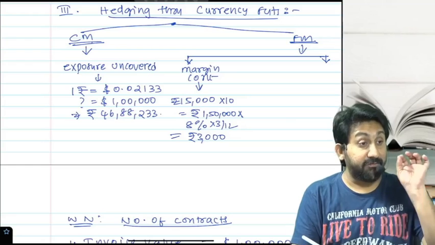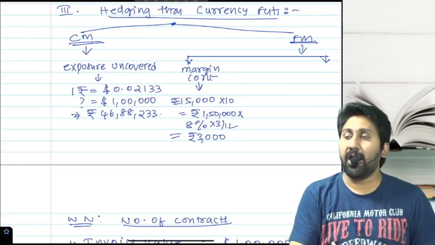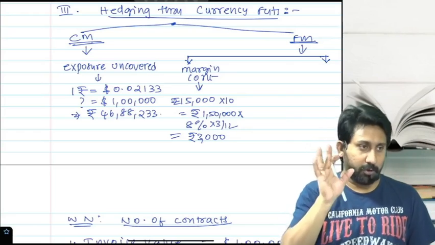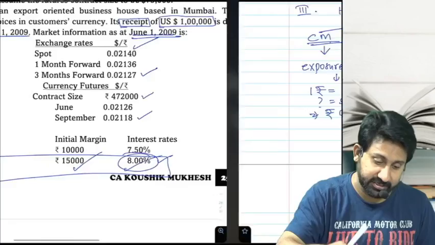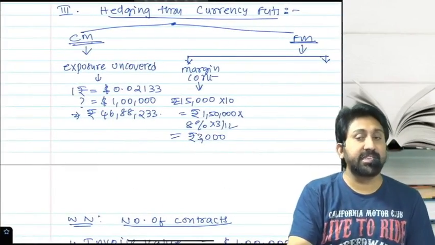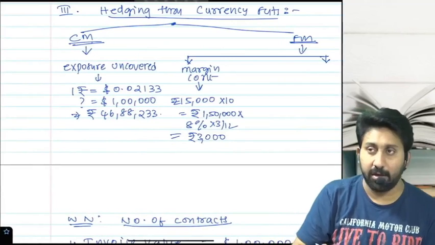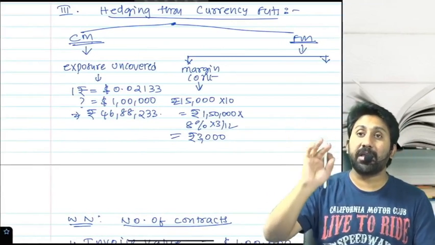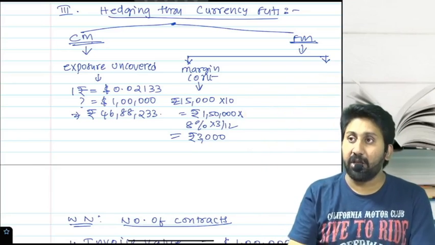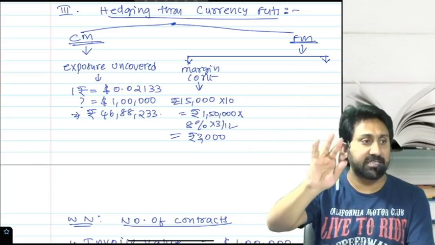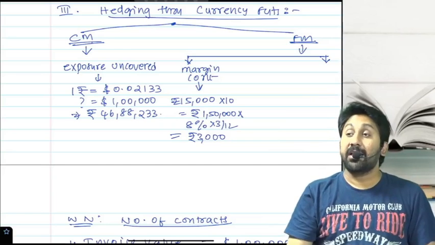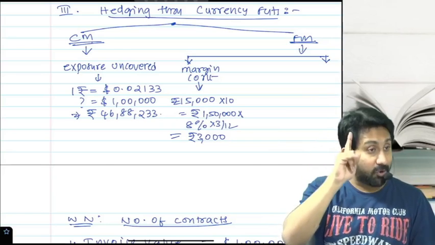Okay, everyone now answer. Am I an exporter or importer? I am an exporter in the given case, export oriented. An exporter will have a receivable or payable? Receivable. So I want a guaranteed selling price. Therefore, we need to enter into buy futures or sell futures? Sell futures. Wrong.